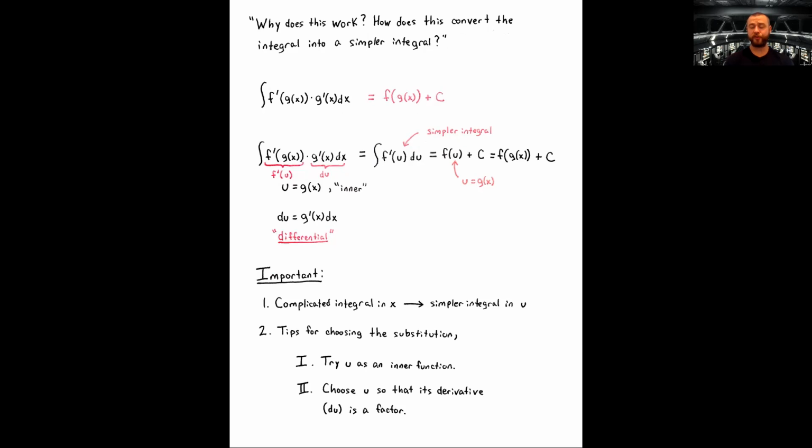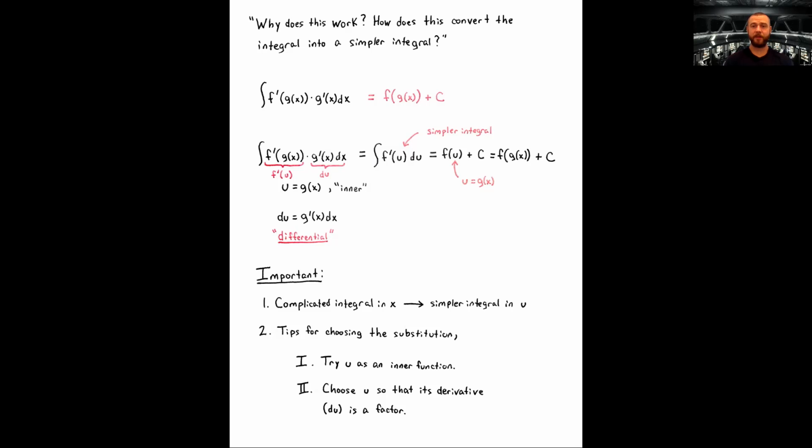But it doesn't tell you how to choose your substitution. So before we get to examples, here are 2 tips for how to choose your substitution. Since we were mentioning a few minutes ago that substitution comes from the chain rule, and the chain rule is all about inner functions, a primary way that we're going to choose our substitution u is by looking for inner functions. So we're going to look through our integral, and if we see a function inside another, that inner function might be a good choice for your u. Not always, but it's a good starting place.